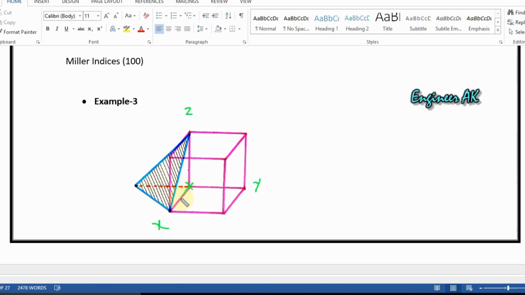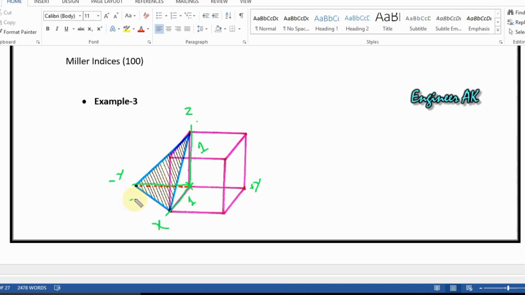So if I move in the x-axis, I am finding the Miller indices of this plane, this blue one. In the x-axis it is cutting at 1, and if I move in the z-axis, it is also cutting at 1. I know that in this direction it is the positive y-axis, and in this direction it is my negative y-axis.